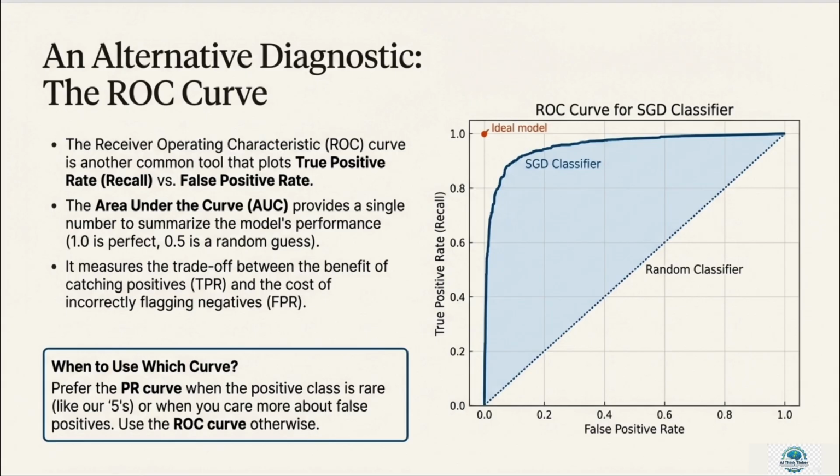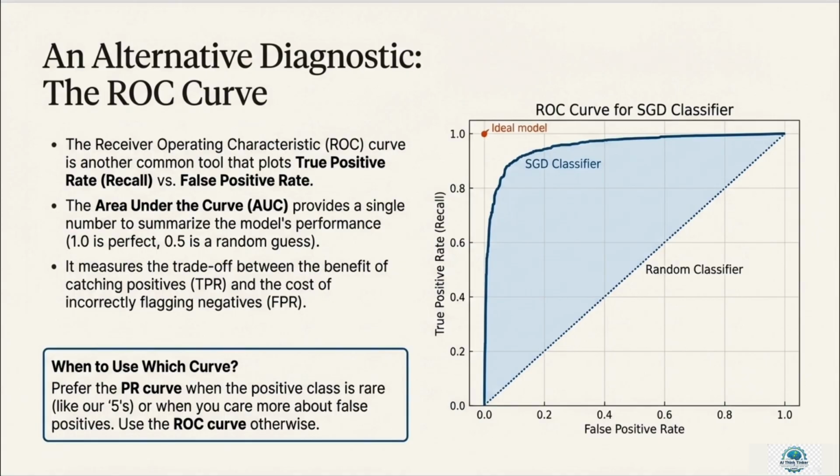There's another famous curve you'll see in the literature, the ROC curve, or Receiver Operating Characteristics curve. Instead of precision versus recall, this plots the true positive rate, which is just recall, against the false positive rate. The false positive rate is the ratio of negative instances that are incorrectly classified as positive. Ideally, we want the blue line to shoot straight up to the top left corner, maximizing the true positives while keeping the false positives at zero.